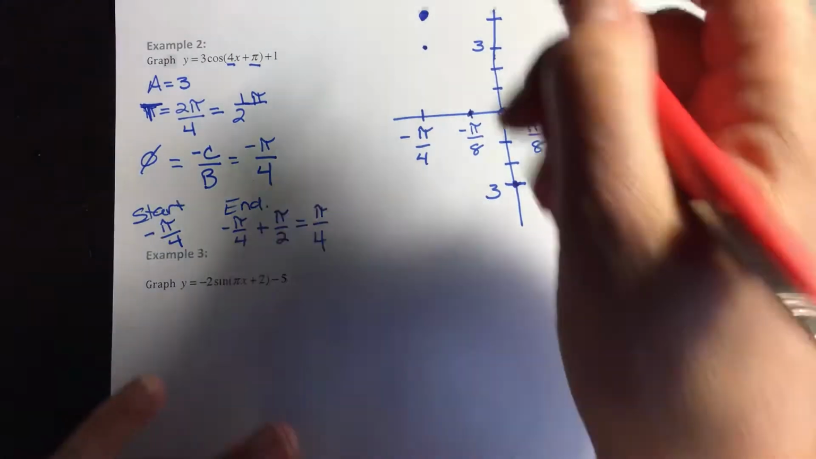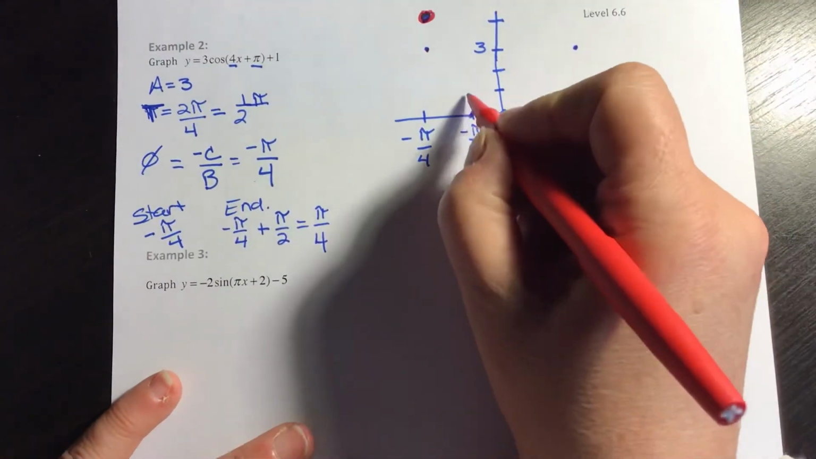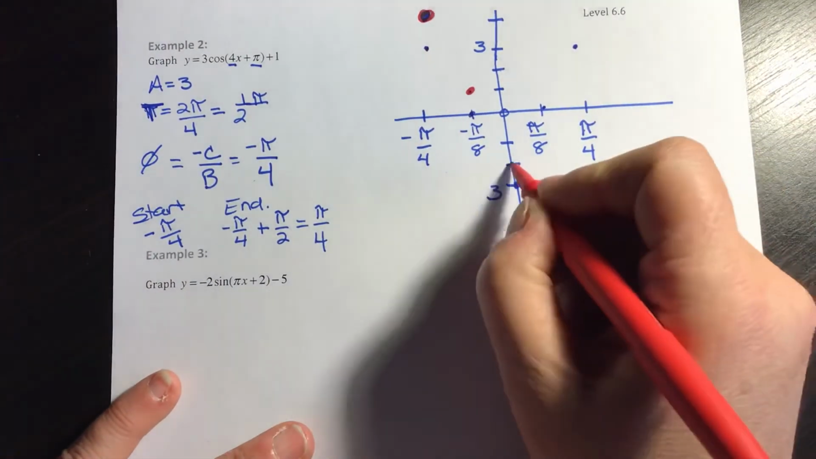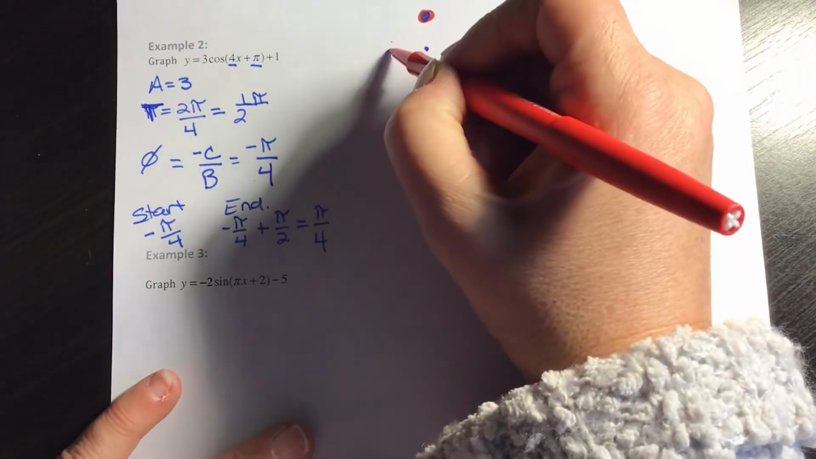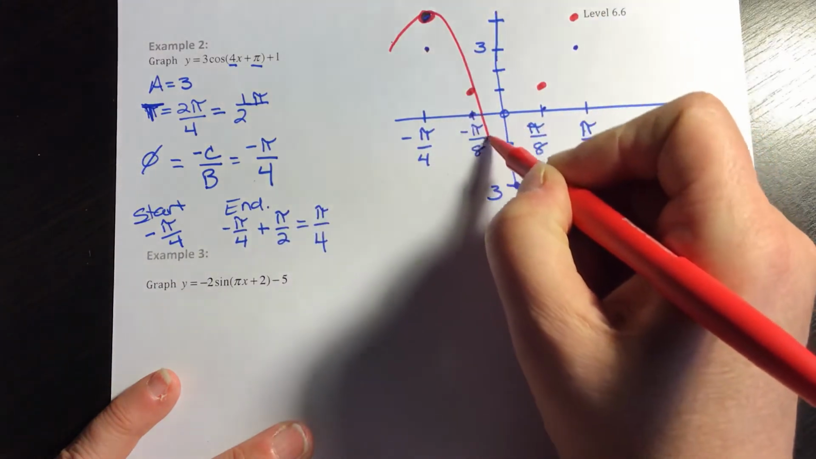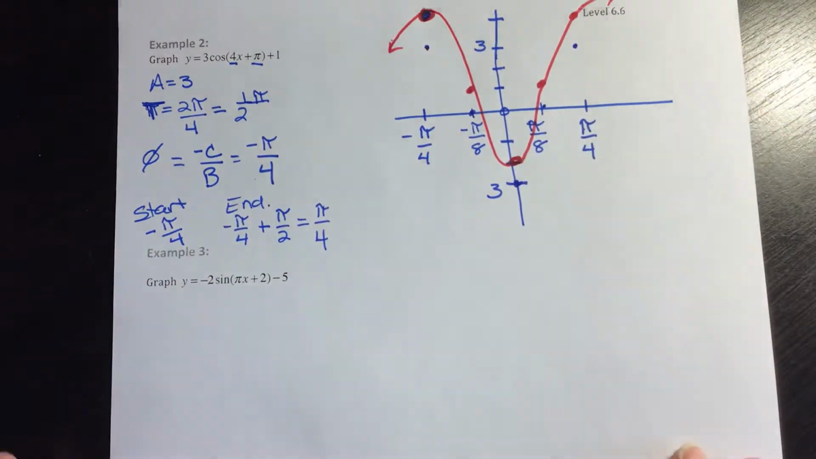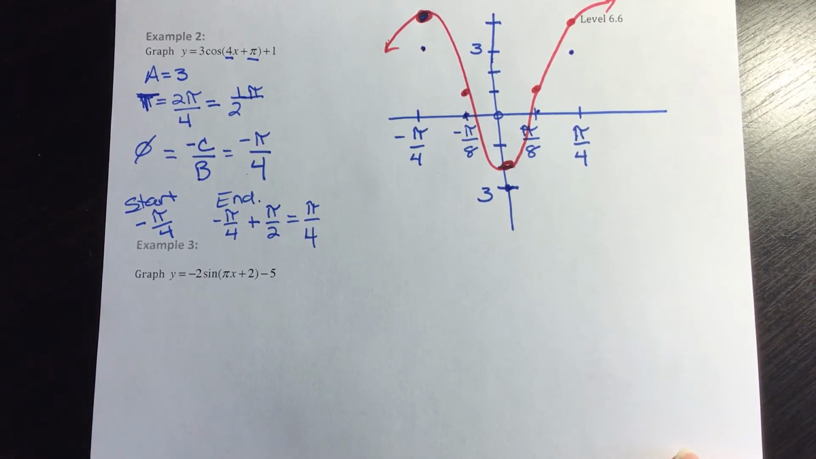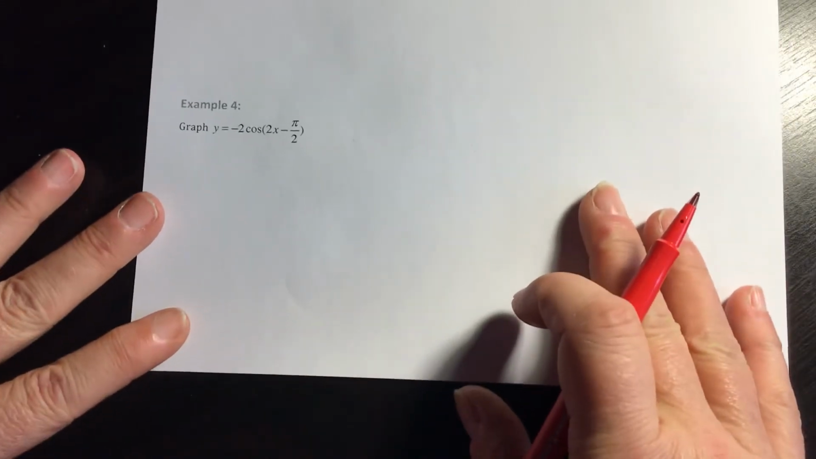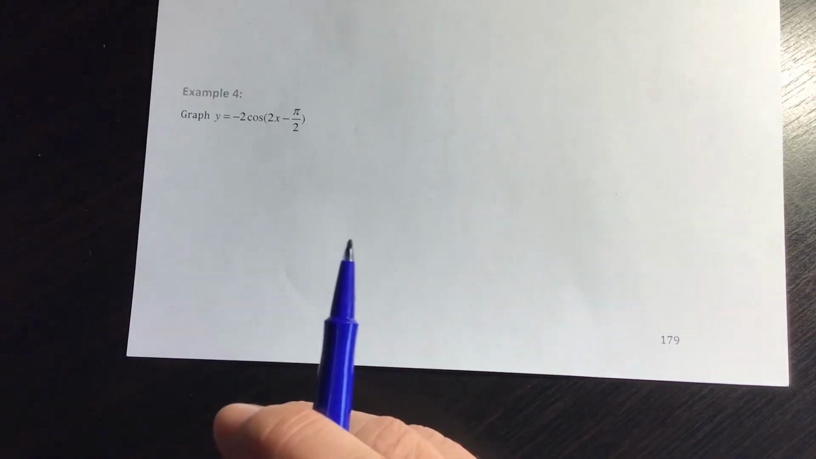Let's do this in another color. So this point, I'm going to shift up 1. This point, I'm going to shift up 1, shift up 1 for each of these, and my graph will look something like this. Okay. And the last one, how about I do example 3 in class? I think that's kind of the hardest one. So we'll do that one in class together.